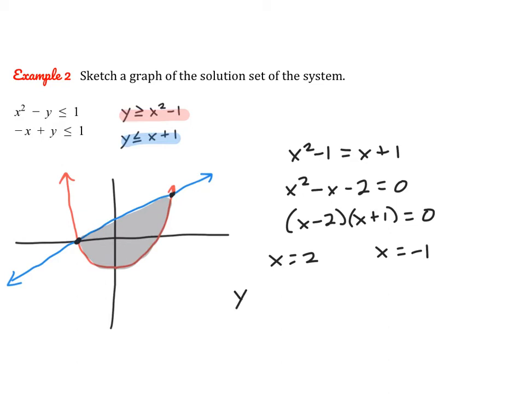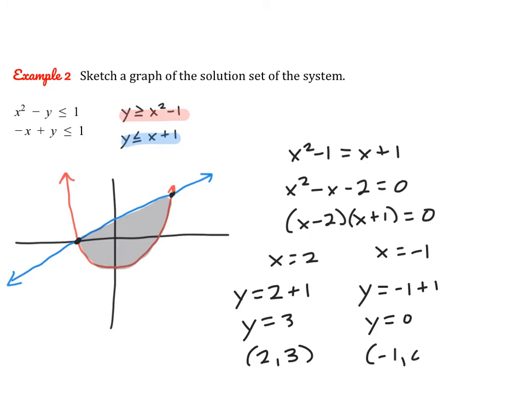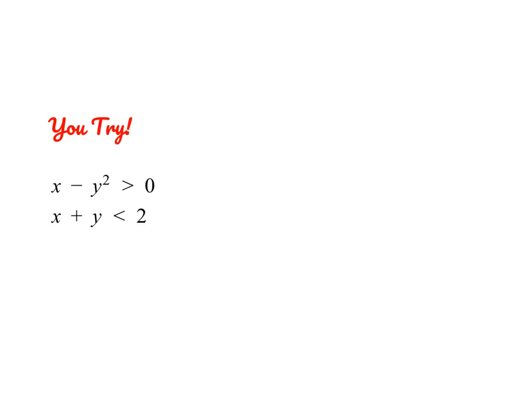So we have y equals 2 plus 1, so y equals 3. And then we have y equals -1 plus 1, so y equals 0. So we have the coordinate (-1, 0), which does match our graph. So it's a nice way to check to make sure that everything fits together. There you have it. All right, so go ahead and pause the video and give this problem a try.